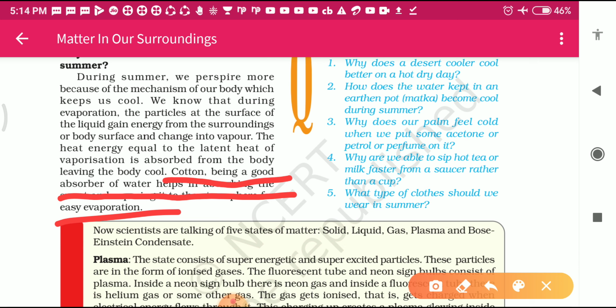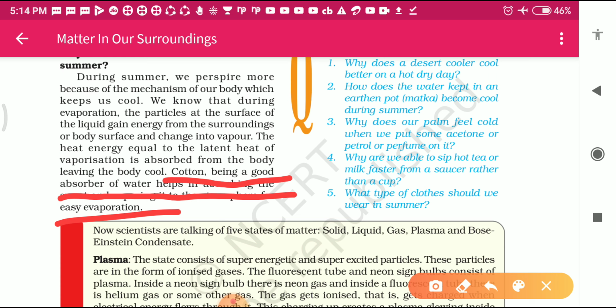Same thing, students. During the summer days, lots of sweat comes out on our body. When this sweat evaporates, how does the sweat evaporate from our body? Because for the evaporation, our body releases the heat which converts our sweat into water vapor. That's why we feel cool.